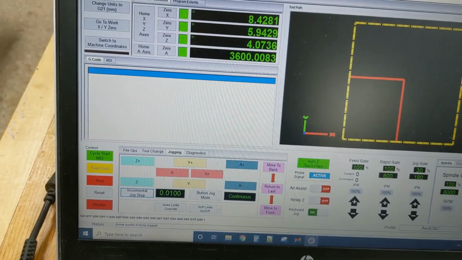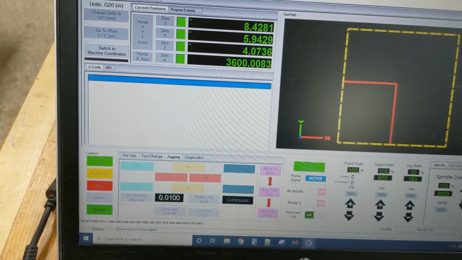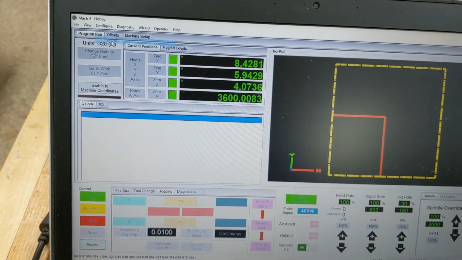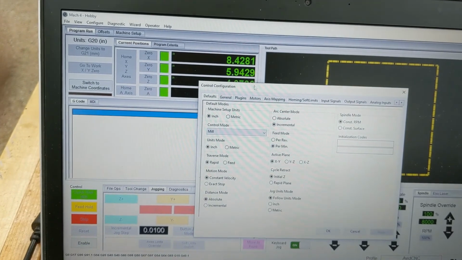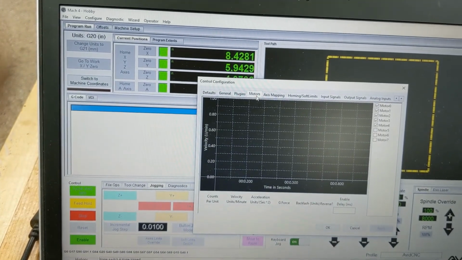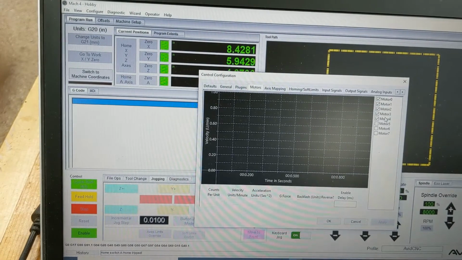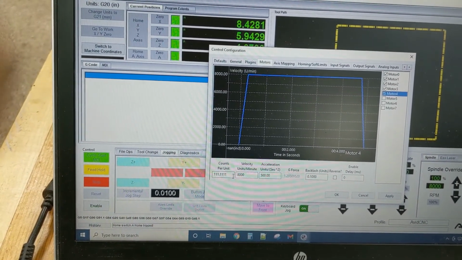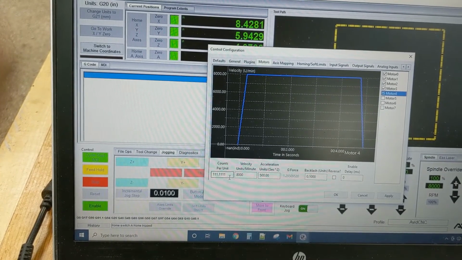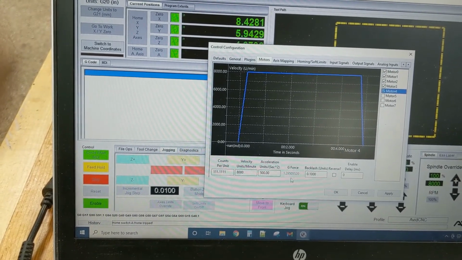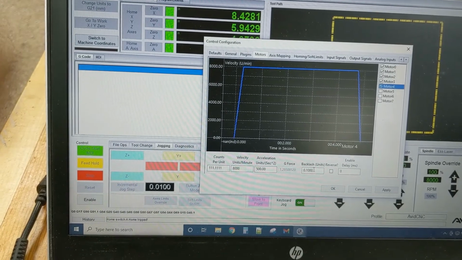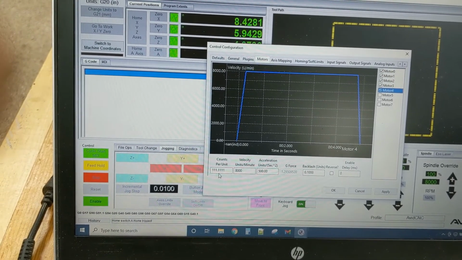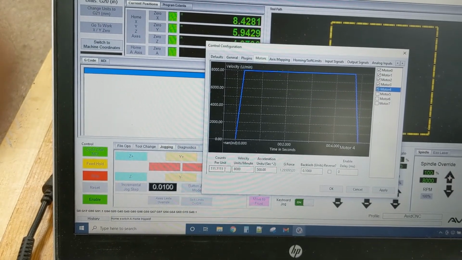So again, we would disable the drives, go up to configure up here, hit control, and then we would go into our motors, and as we checked out before, that's motor 4 for our A axis. So this is the counts per unit we would mess with. This is where we had made our backlash adjustment before. The counts per unit would be adjusted here.